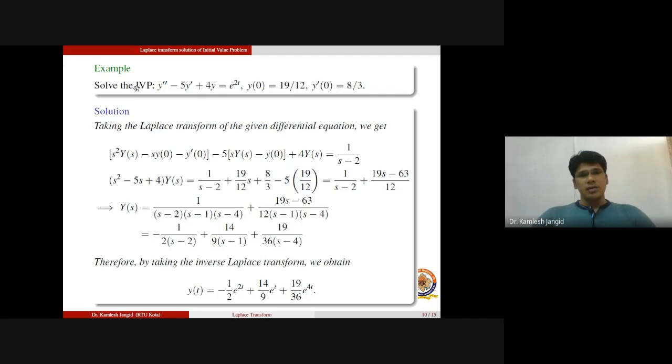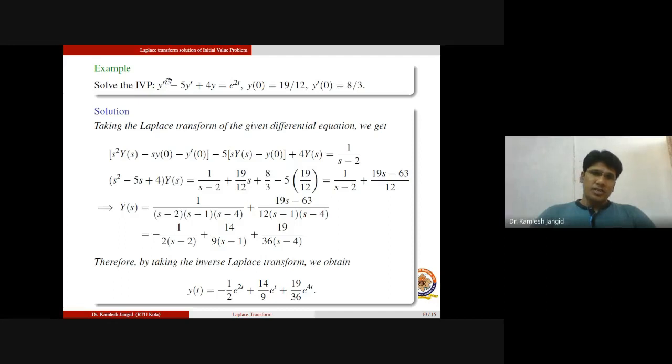To solve the initial value problem y'' - 5y' + 4y = e^(2t) with conditions y(0) = 19/12 and y'(0) = 8/3, take the Laplace transform of the given differential equation, with the assumption that the Laplace transform of small y is capital Y, and use the Laplace transform of the nth derivative relation.